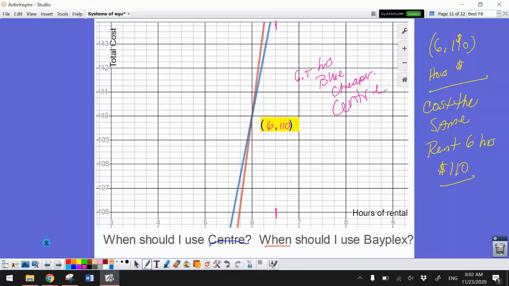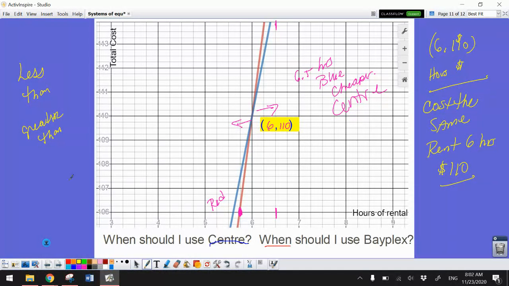Well, what happens if I go the other way? What if I'm down here at 5 3/4? Yeah, I'm running into the red line. So the red line is cheaper if I'm on the other side of the 6 hours. So I'm looking at both directions. When should I use Center? Well, remember the words that we're looking at using: less than, greater than, or more than. Those are things that help us.